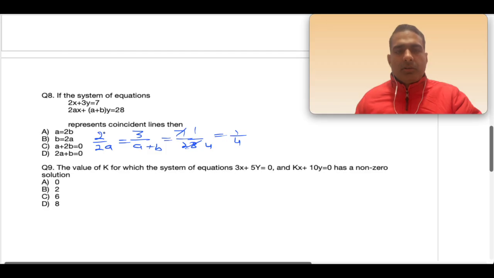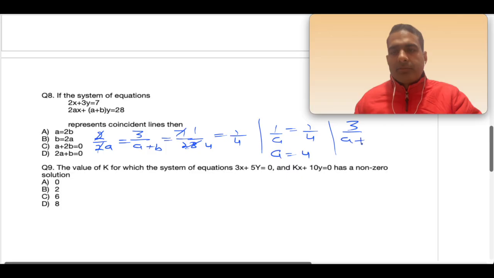And we can cancel out 2 from the first ratio. So from here we can see that, if I take the first and the third ratio, 1 by a is equal to 1 by 4. So the numerators are equal and the fractions are equal. So I can say that a should be equal to 4.